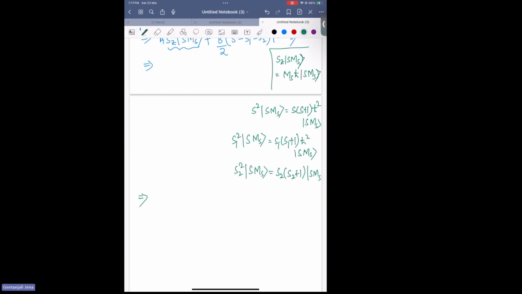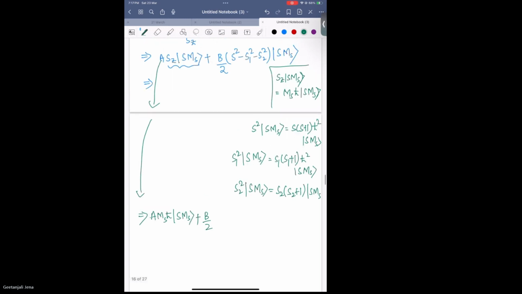Now the equation will become A times MS h-cut |S, MS> plus B by 2. You can write this as S(S plus 1) minus S1(S1 plus 1) minus S2(S2 plus 1), times |S, MS>. There is an h-cut square term here.